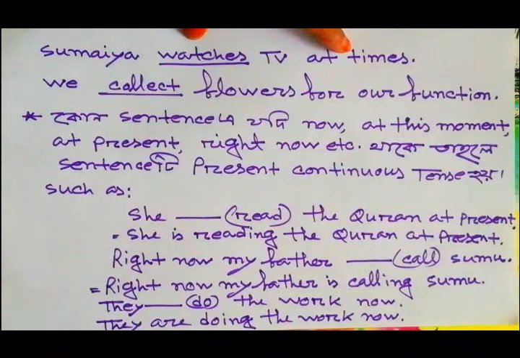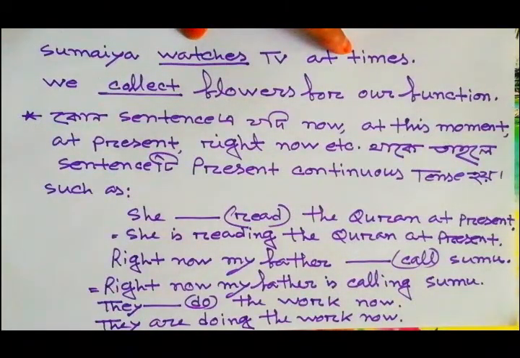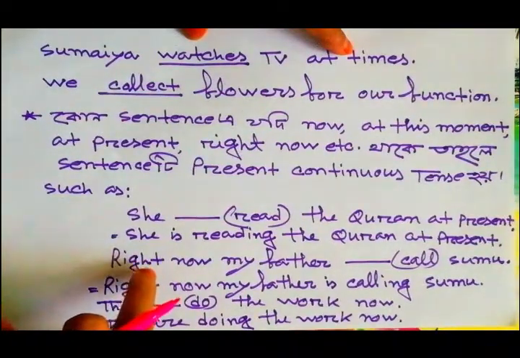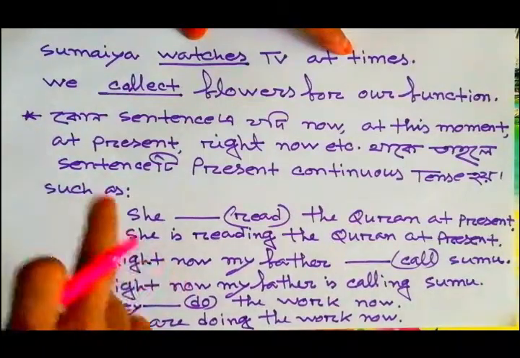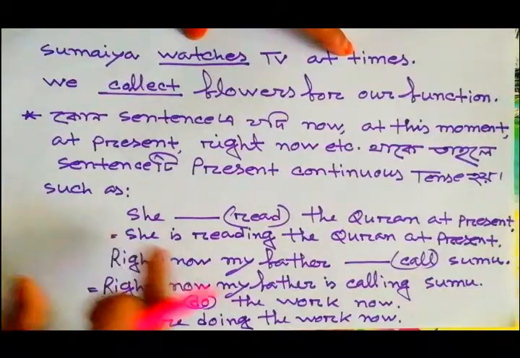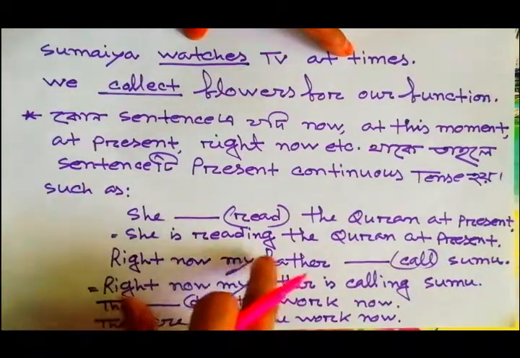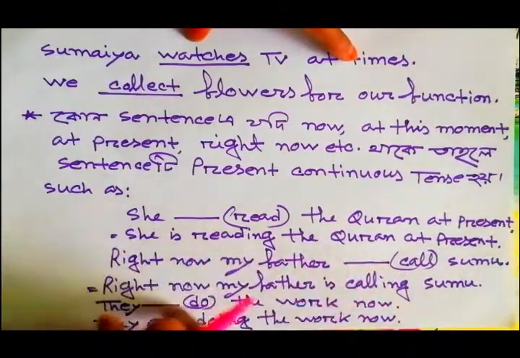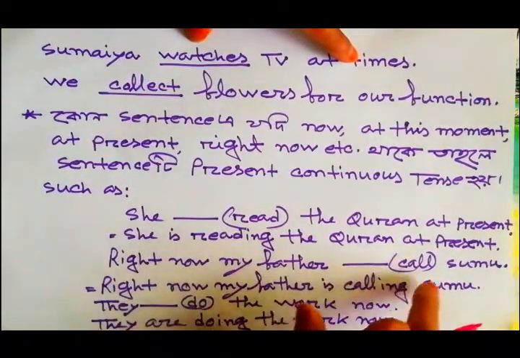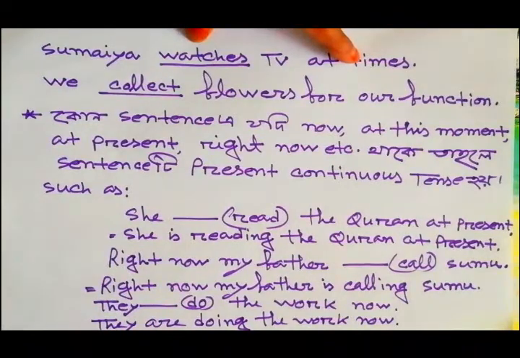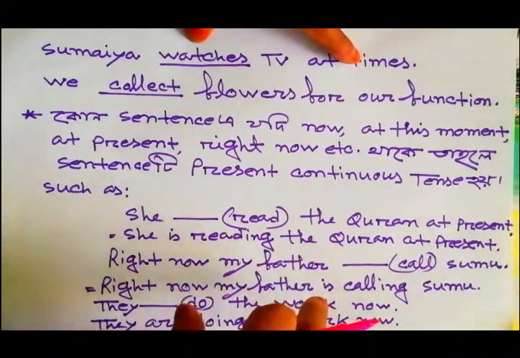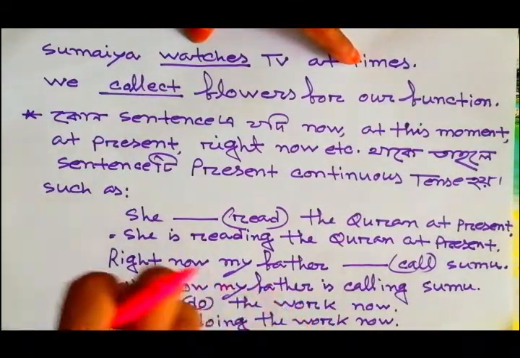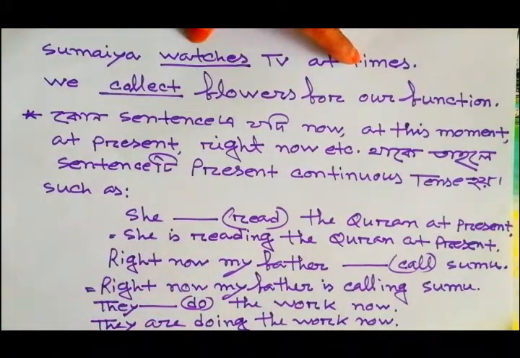Next example: Right now, my father dash call Sumo. First of all, I want to know from you, how can we say this sentence is present continuous? We can say easily because right now is available in the sentence. For this reason, the sentence is present continuous. So you will follow the structure of present continuous. The subject is my father, then you will use the verb in the blank, call. The correct answer will be: right now my father is calling Sumo, because my father is third person singular. For this reason, we use is and ing with the verb. So the right answer will be: right now my father is calling Sumo.